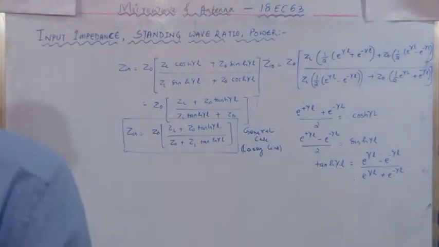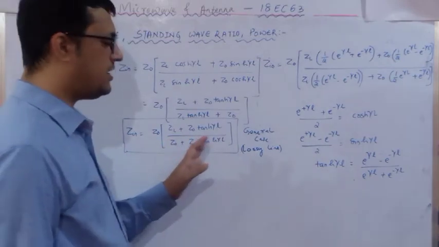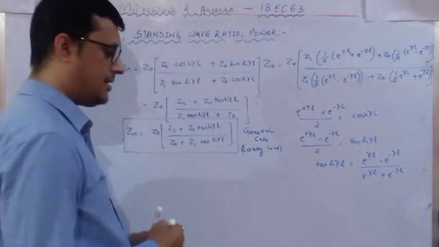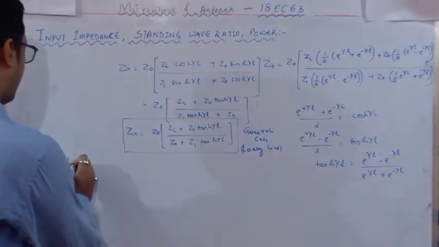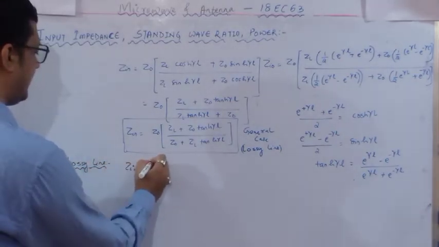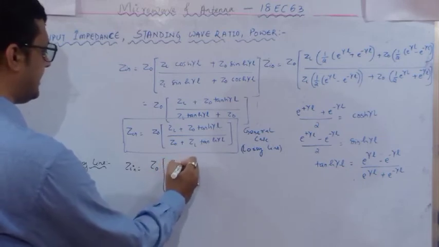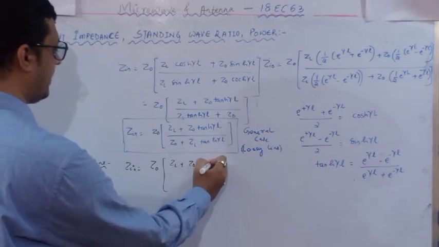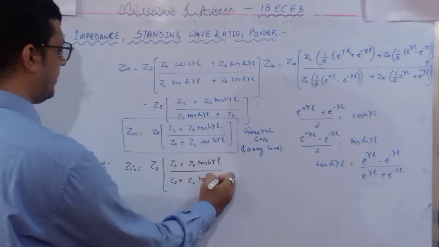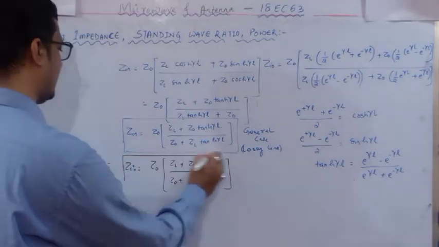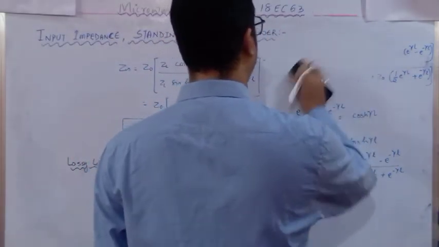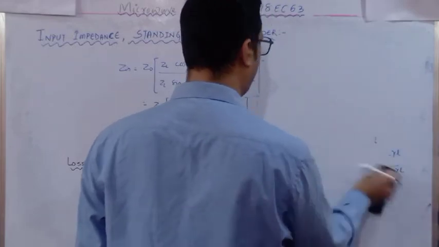Whatever input impedance we have calculated is the general case, for the lossy line. Now we will see the change in parameters. Once again I am writing, for the lossy line, input impedance Zin is equal to Z naught times ZL plus Z naught tan hyperbolic gamma L over Z naught plus ZL tan hyperbolic gamma L. So this is the general case for the lossy line. Similarly, we can also write it for the lossless line. So what is the condition for the lossless line?